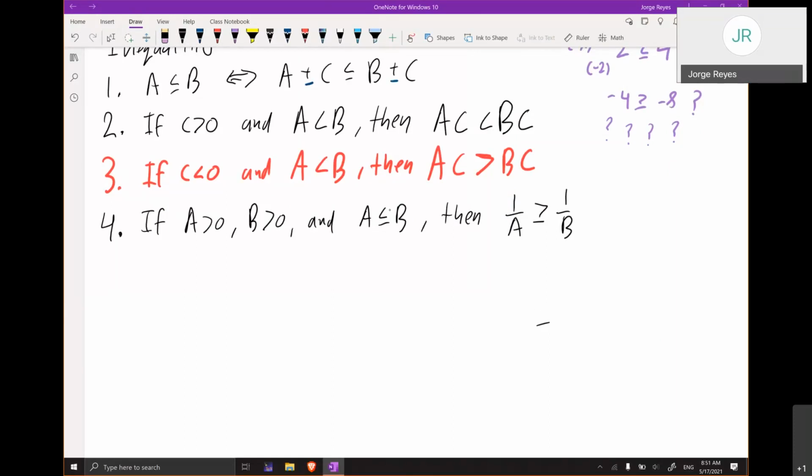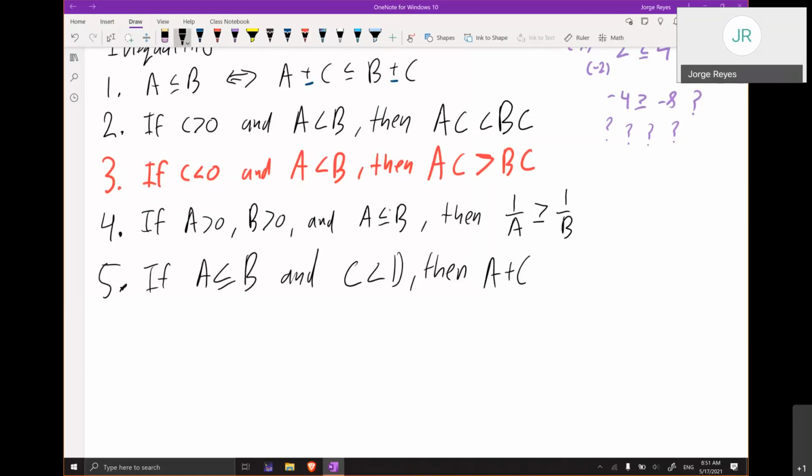All right, and then the last one: if A is less than or equal to B and C is less than D, then A plus C is less than or equal to B plus D. And this also, I hope, just makes sense. If I have two numbers that are smaller than two other numbers, if I add them, then they're both going to be still smaller.